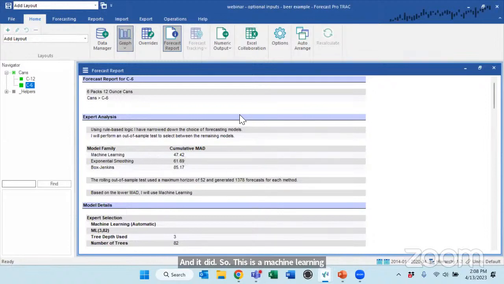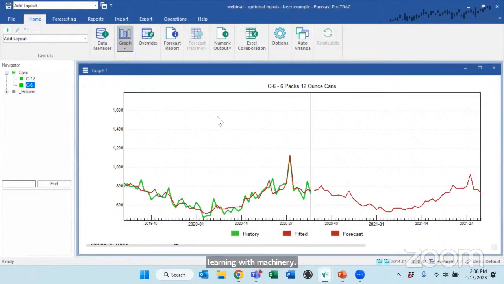This explains the different methods it considered, and machine learning is the first choice of the automatic approach. Exponential smoothing is the second choice. Box-Jenkins the third choice. So in this instance, we used machine learning. With machine learning, you sort of ignore the fitted values, and that's why some of this looks so good.